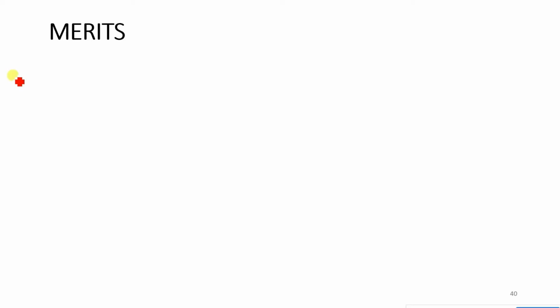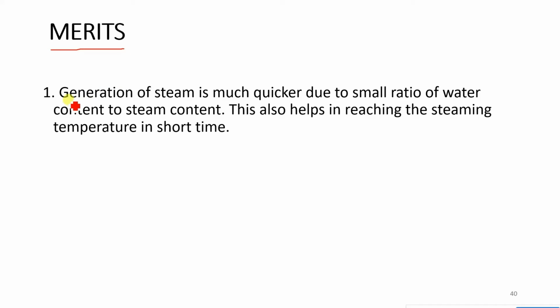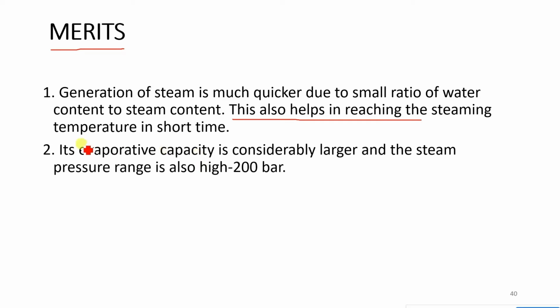Now merit and demerit of water tube boiler or the fire tube boiler. Merit: generation of steam is much quicker due to small ratio of water content to steam content. My generation of steam is greater than the fire tube boiler. This also helps in reaching the steaming temperature in short time. As the tubes of water tube boiler are very small as compared to water content in the fire tubes, the generation of steam is very small and it can fulfill the requirement in short time.